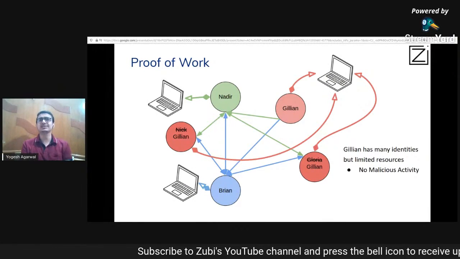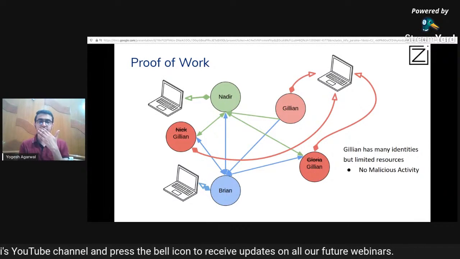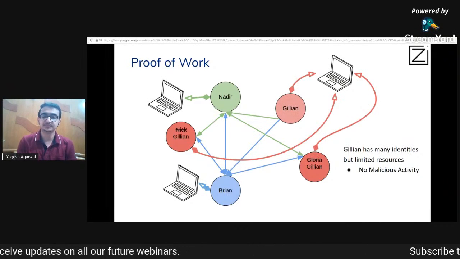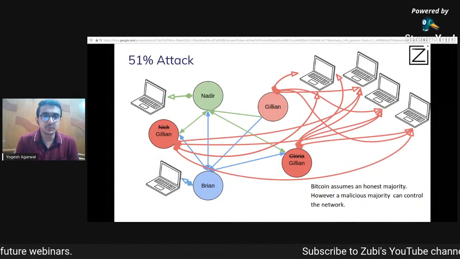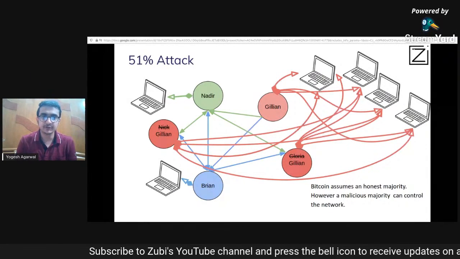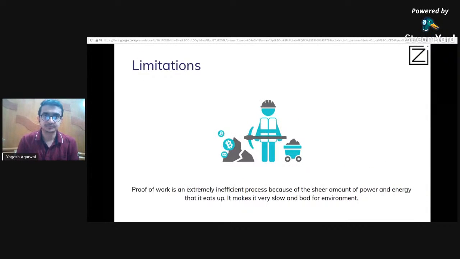But if we take the example of smaller systems, wherein maybe there are only 3 or 4 nodes or 100 nodes, then maybe it's possible. Then comes the 51% attack. This I've already discussed. That 51% attack, although it's not feasible, is possible.